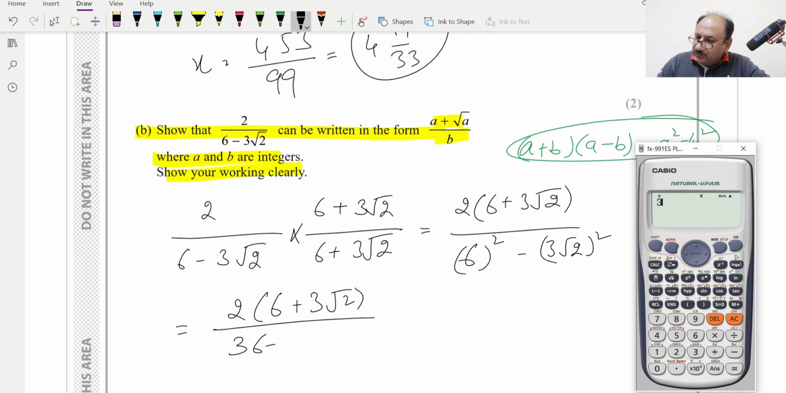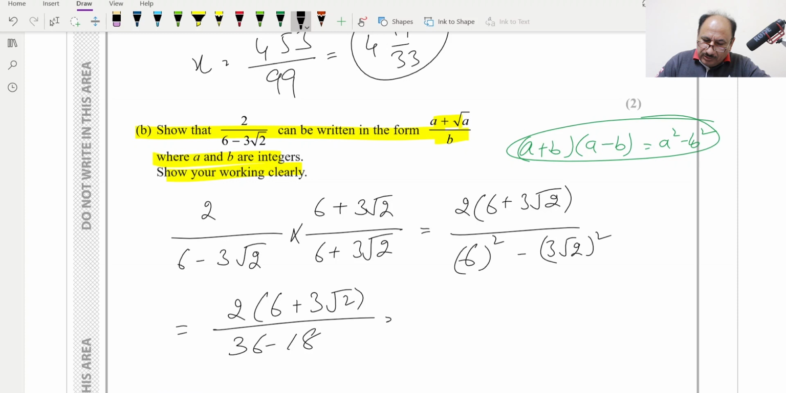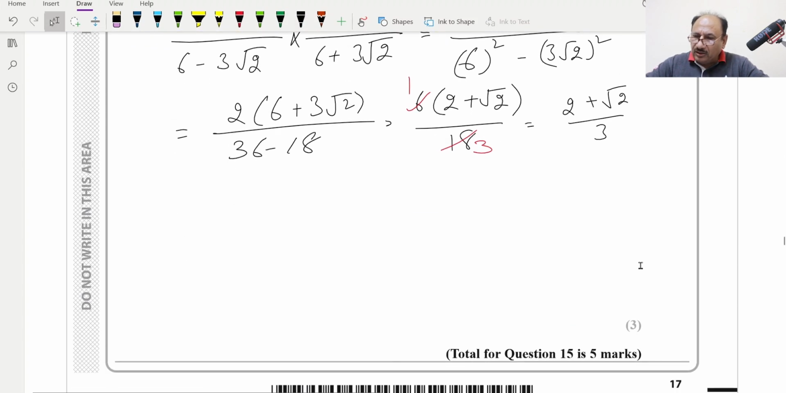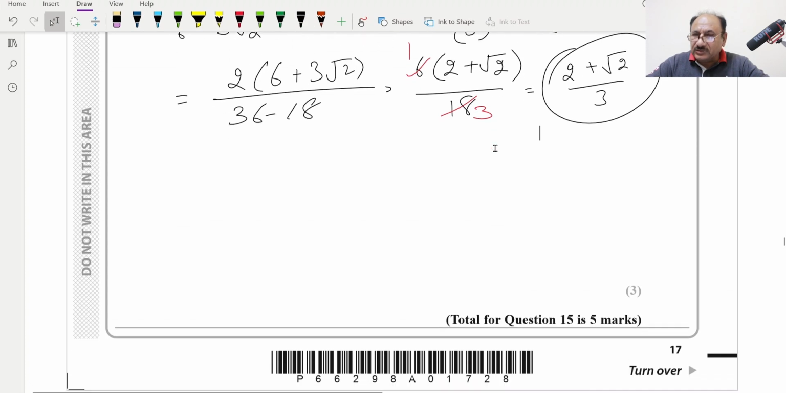So 3 root 2, answer squared is equal to 18. So minus 18. Further we can take 3 common, so 6, and inside will be 2 plus under root 2, over 18. Now we can cancel: 6 ones are 6 and 6 threes are 18, and the answer will be 2 plus under root 2 over 3. It's of the same format, a plus under root a over b, and this will be our final answer for this question. Hopefully you understood this. This is a 3-mark question.